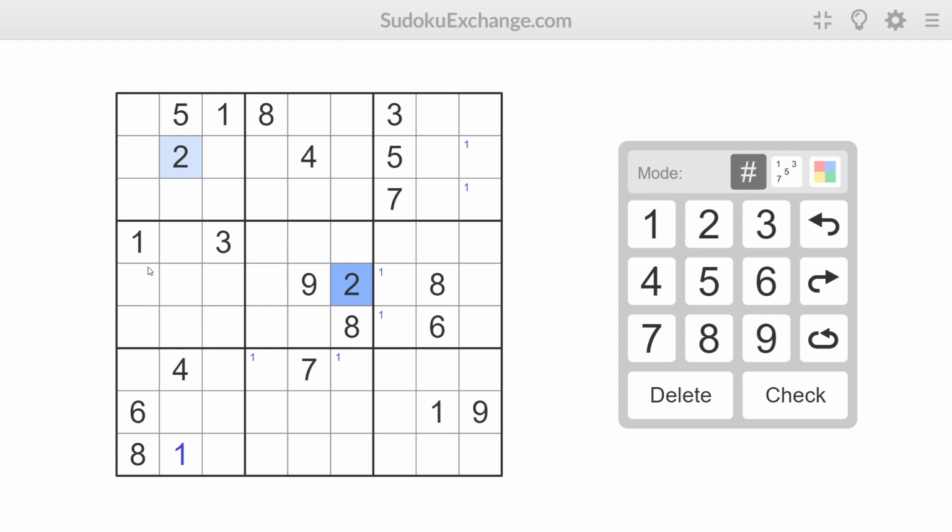Now in this box we have a 2 in this column, a 2 in this row, so we can't have a 2 in any of these cells or these cells, so we're left with this and this cell. So let's pencil mark 2's here.